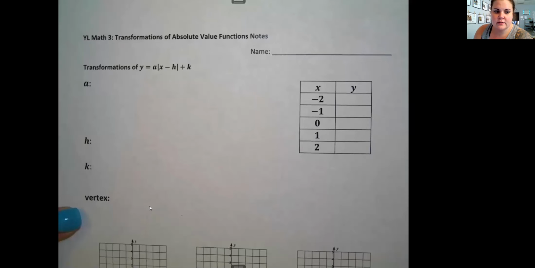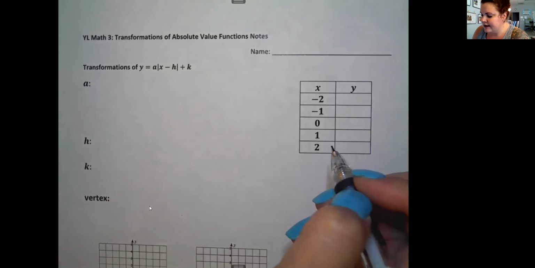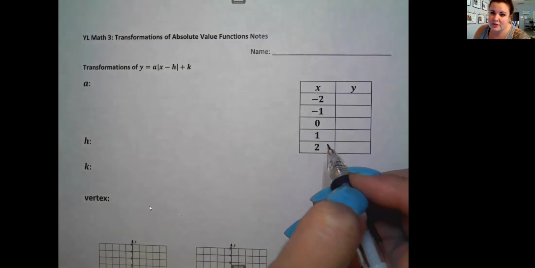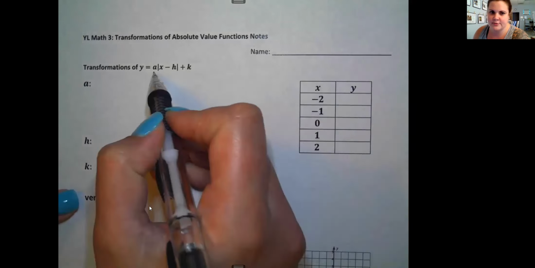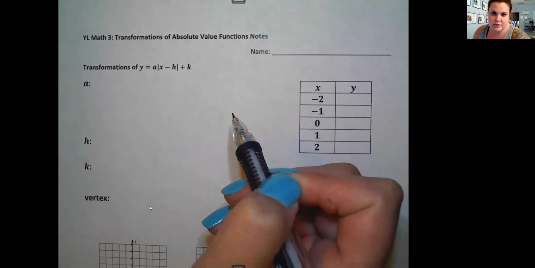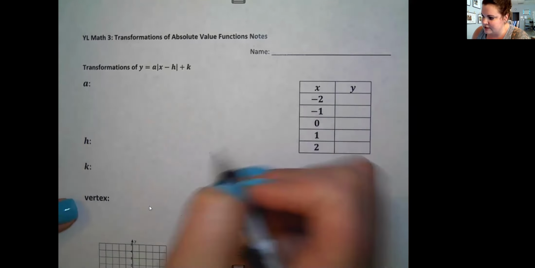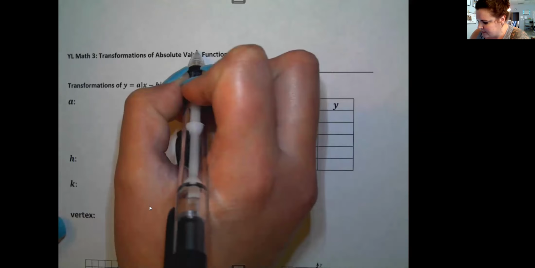All right, in this video, we're going to be talking about how to graph absolute value functions, specifically using Desmos, and then what the different parts of the absolute value equation do as far as transformations. Do they shift it up and down? Do they shift it left and right? All of those things.